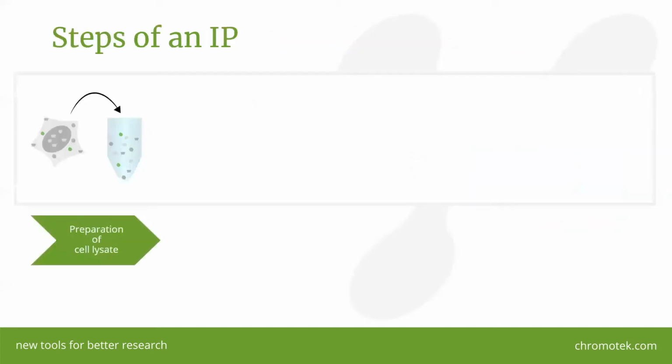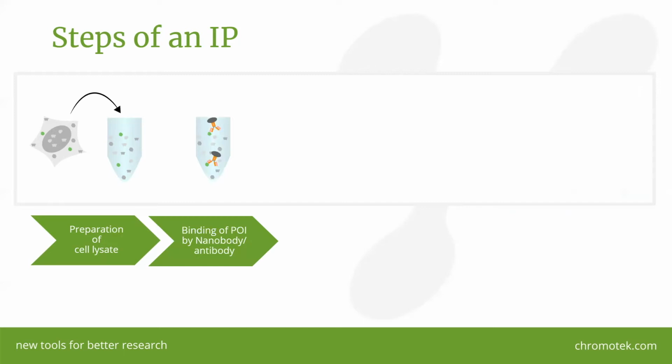So I would like to go through all the steps which are important in an IP now. The first thing is you have to prepare your cell lysate. And the preparation method depends on the cell type and the protein of interest. Then you have to add a nanobody or an antibody which is bound to the matrix and incubate the nanobody together with the cell lysate for about 1 hour at 4 degrees.